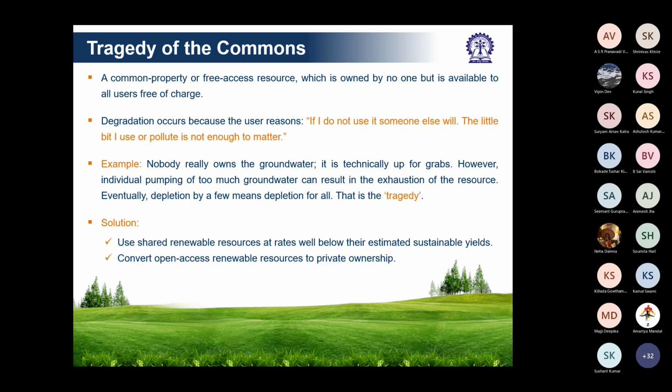Next, what we can do is we can convert open access renewable resources to private ownership. Now, in the second solution, the reasoning is that if you are owning something, you are more likely to protect your investment. Now, that sounds good, but the problem is this, it is not practical for global access resources such as the atmosphere and the open ocean, because we cannot divide and sell the atmosphere or the open ocean as private property. Okay, so that is the problem. So the best solution will be to use shared renewable resources at rates well below their estimated sustainable yield.